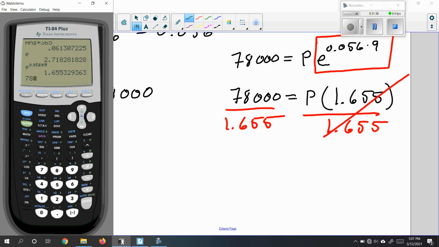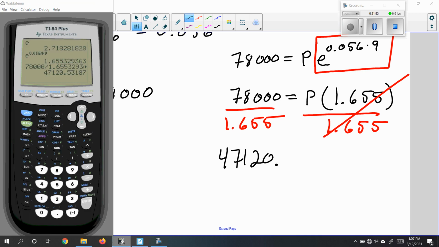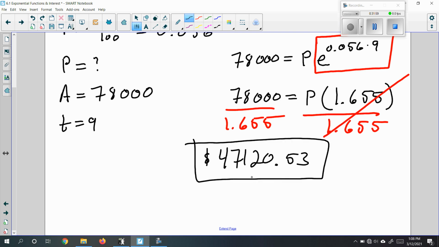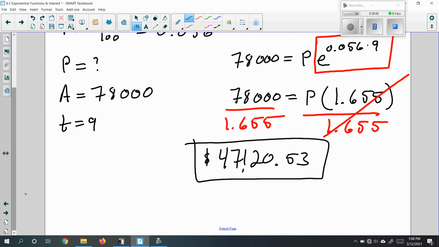So to compute this, we'll just do 78,000 divided by, and then I'm going to arrow up to copy this whole thing down. So our final answer is 47,120 and 53 cents. So that's how much money we would need to invest in our account so that it grows to 78,000 in 9 years.